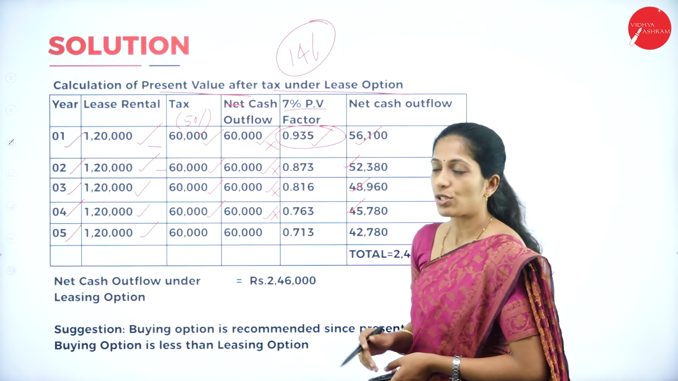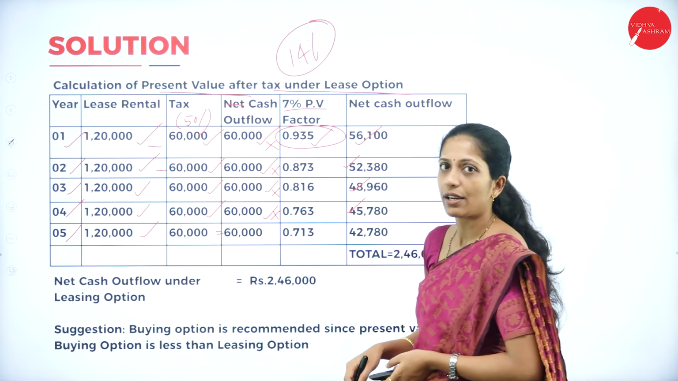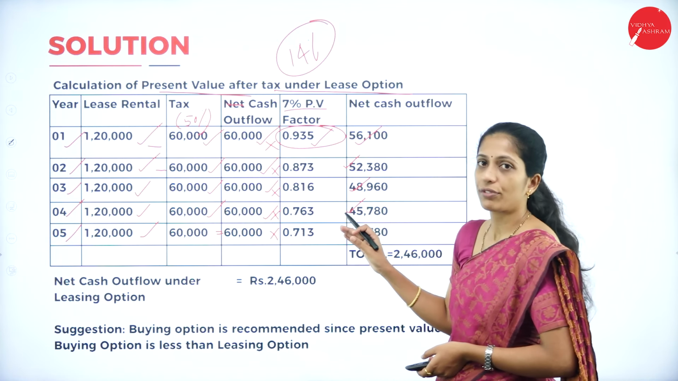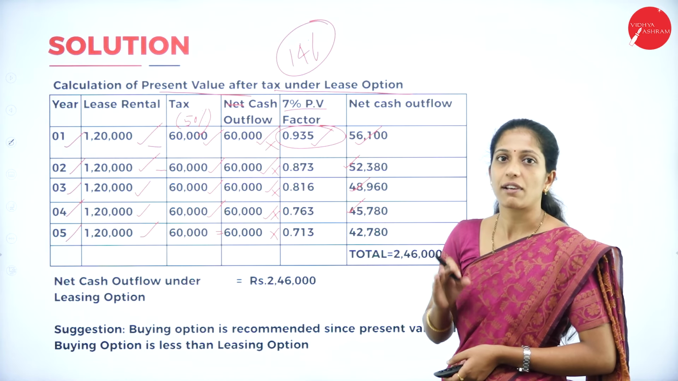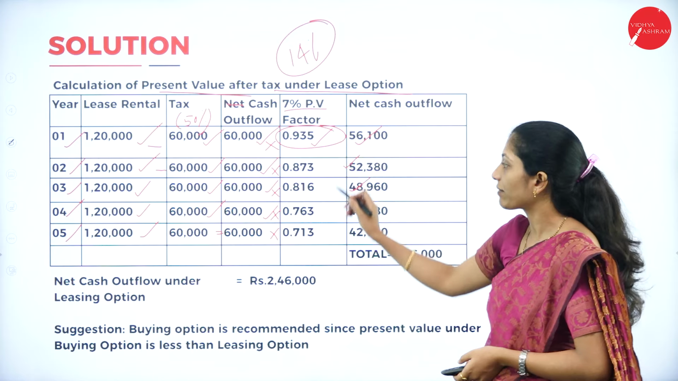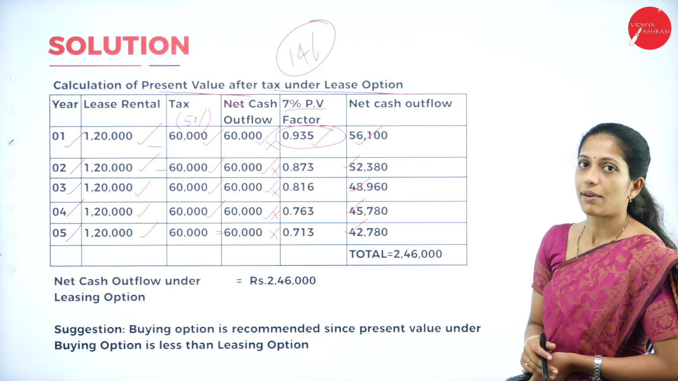In the same way for the fifth year, 1,20,000. Next, 60,000 is the tax. The remaining amount is 60,000. That is the cash outflow into the PV factor of the fifth year. The PV factor of 7% for the fifth year is 0.713. These all they have given in the question itself. Now multiply, you'll get 42,780.